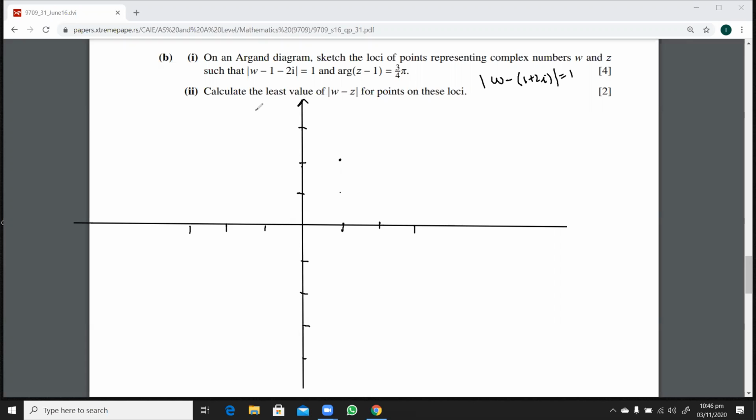Please mention that this is your imaginary axis. There are marks for this. This is your real axis. Now I'm going to name this point A. That is the center of this circle, and you see that the circle should be touching this vertical axis, tangent to it. It will pass through this point, this point, and then this point.